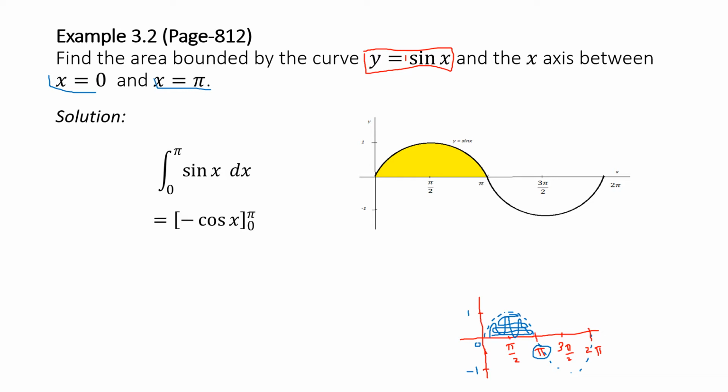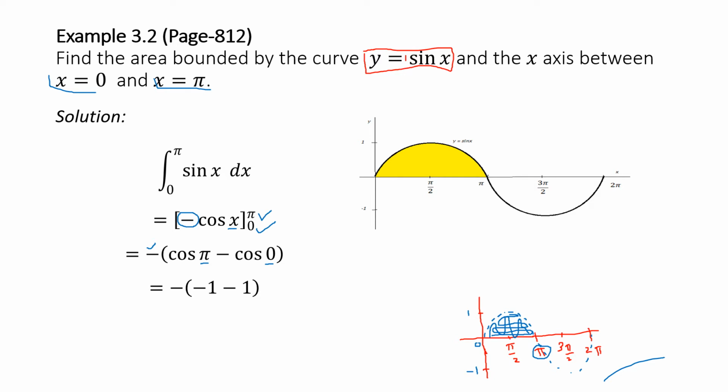Integration table, and don't forget to mention the limit. I lost my cursor somewhere. Oops. So it is here. So this is the upper limit and 0 is the lower limit, and one time we put here pi and another time 0, and I write this minus outside, and for these two I use brackets.